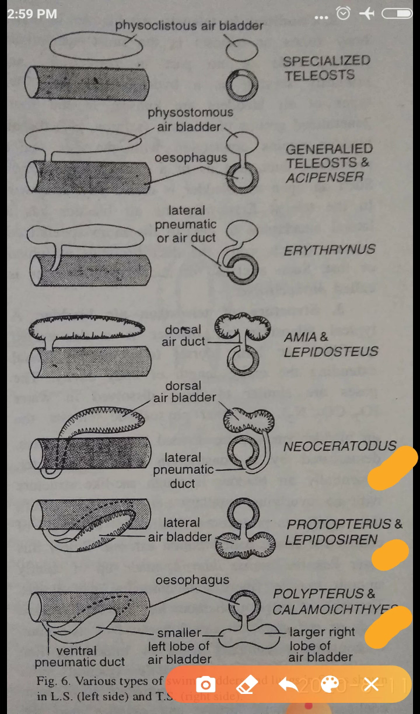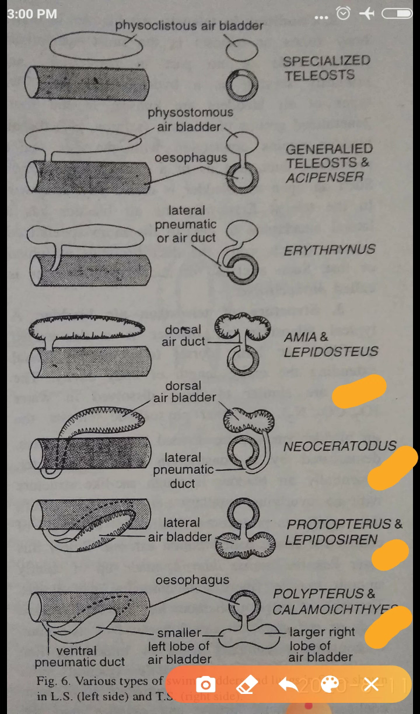In the Holosteans, Amia and Lepisosteus, the air bladder is a single large and highly vascular lobe lying dorsal to the esophagus, and its pneumatic duct also opens dorsally into the esophagus. Thus, in Amia and Lepisosteus, the air bladder serves as both a respiratory organ and a hydrostatic organ.